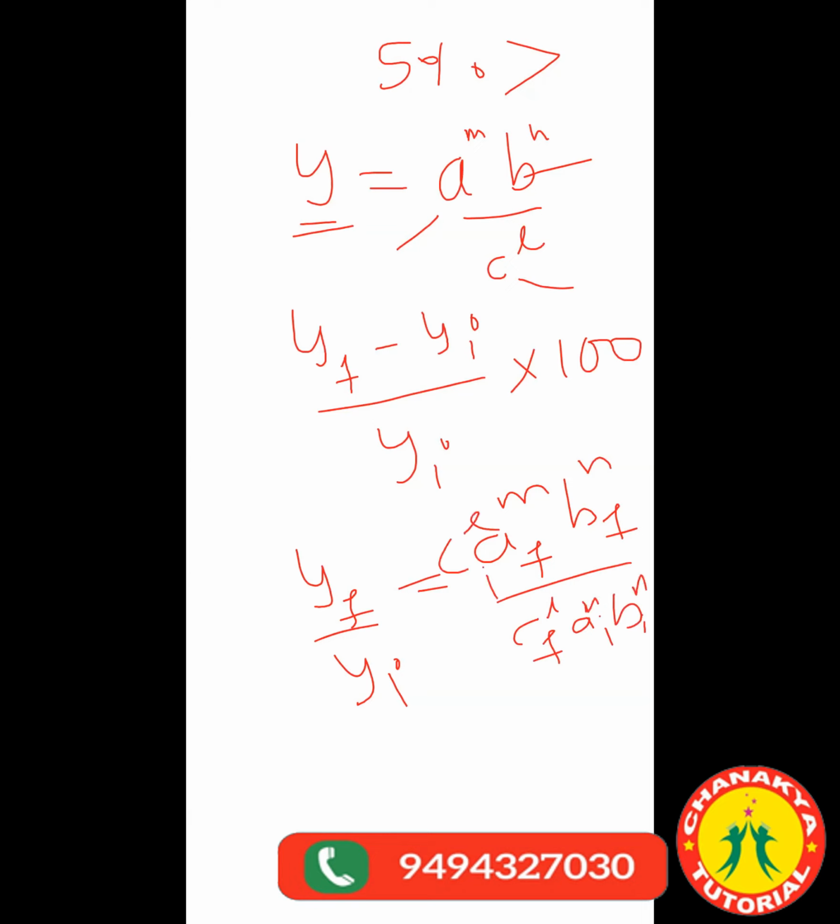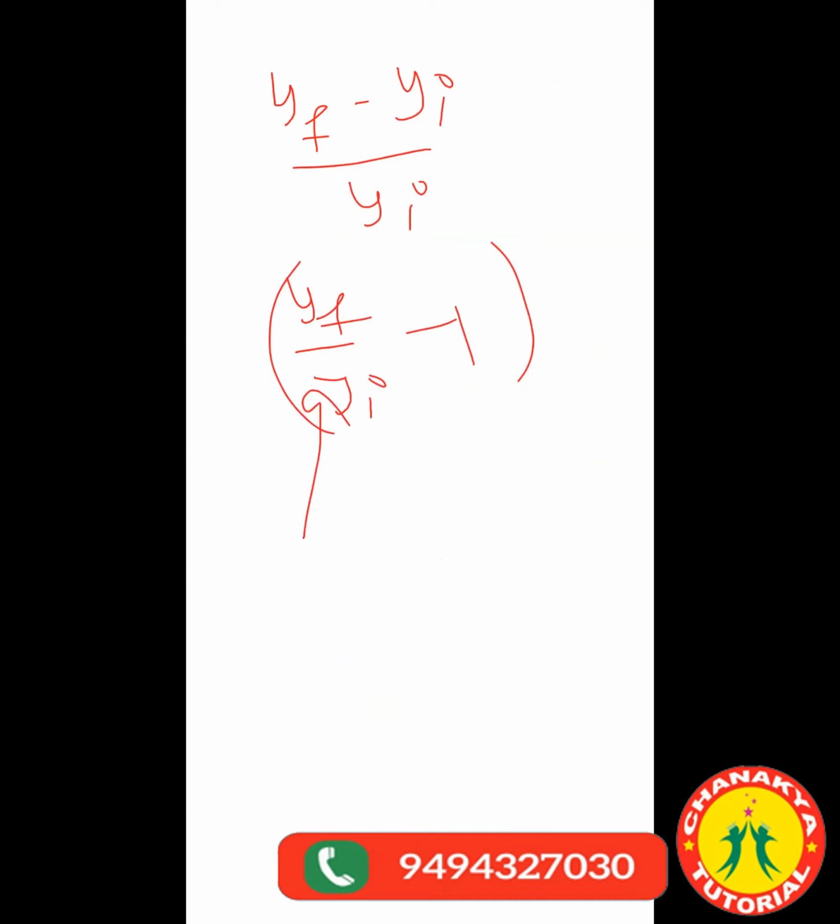So from here you will get this value. How will you get it? You have to assume that the initial is 100% and the final is whatever they say is the change. Then you calculate accordingly, and you will get one factor, y final by y initial. Since our answer is y final minus y initial divided by y initial, you divide by y initial on both sides. So y final by y initial minus 1, right? Since you already know this factor, you can easily calculate.